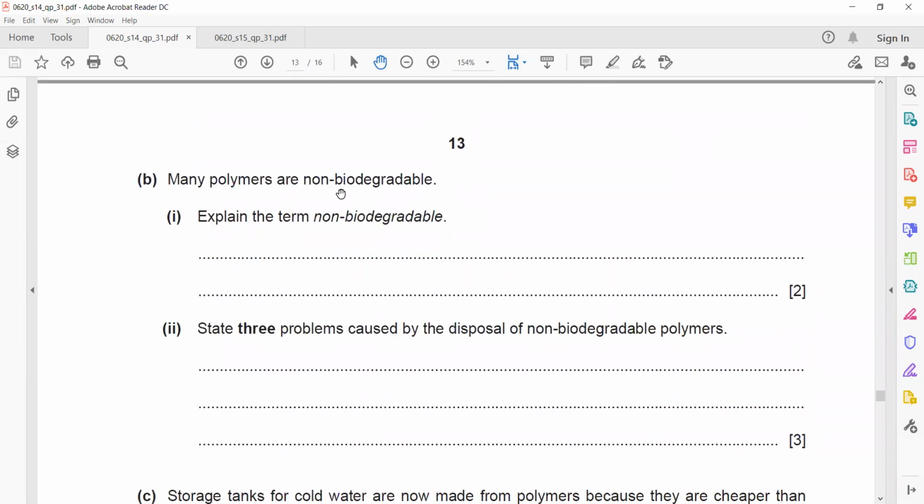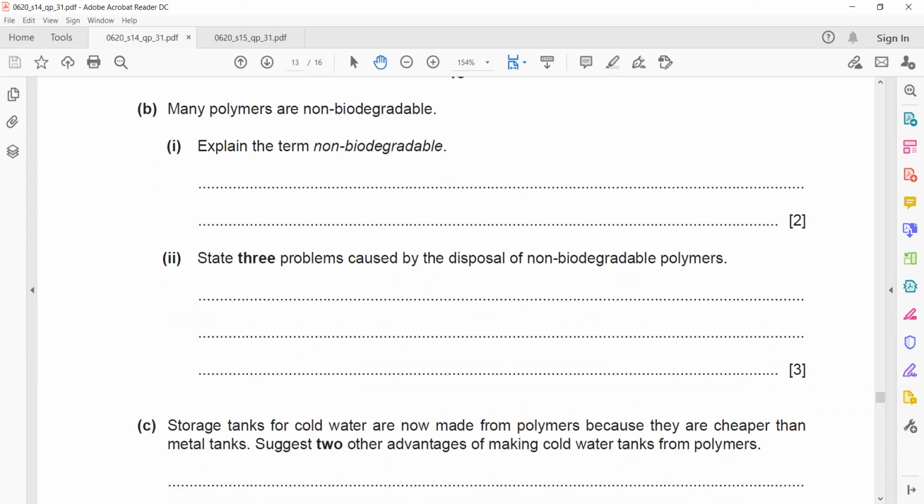Many polymers are non-biodegradable. What is meant by the term non-biodegradable? The term non-biodegradable means the polymer does not decompose by itself, or cannot easily be decomposed by bacteria. We call that non-biodegradable.